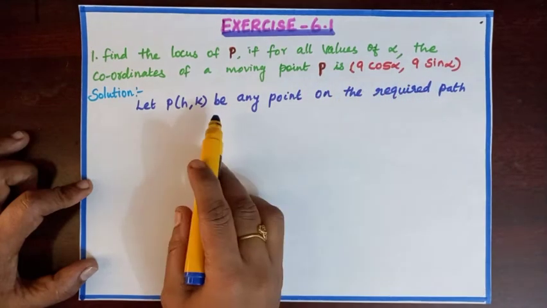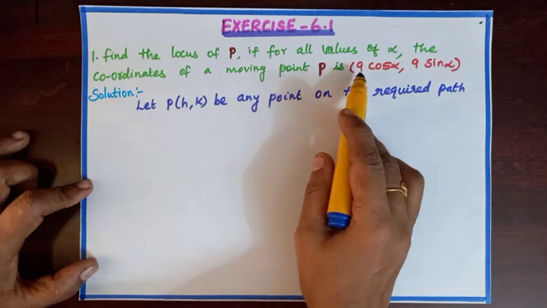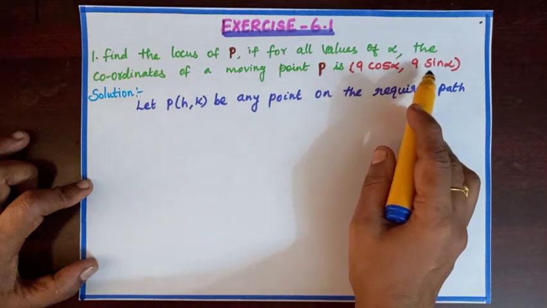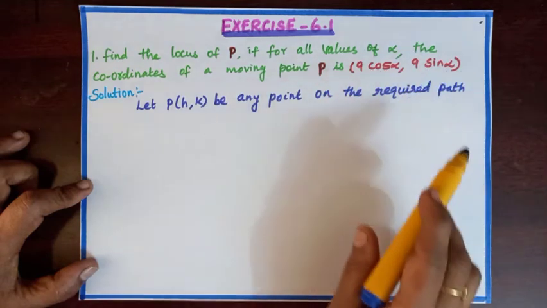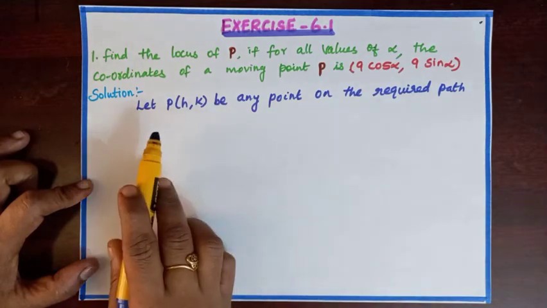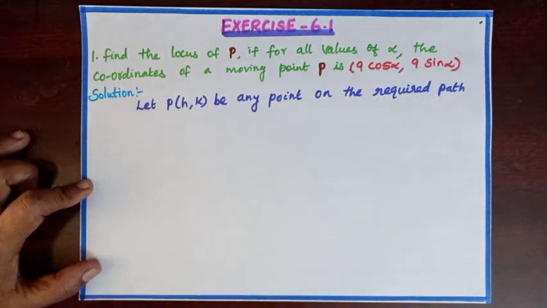Step 1. We have to assign the coordinates: h as 9 cos alpha and k as 9 sin alpha. Step 2. According to the given condition, the equation should be written in terms of known quantities and unknown parameters. Step 3. We have to eliminate the parameters. Then we get the resulting equation in terms of h and k. Step 4. In place of h, we have to replace x, and k by y. Then the resulting equation is the equation of the locus of point P.